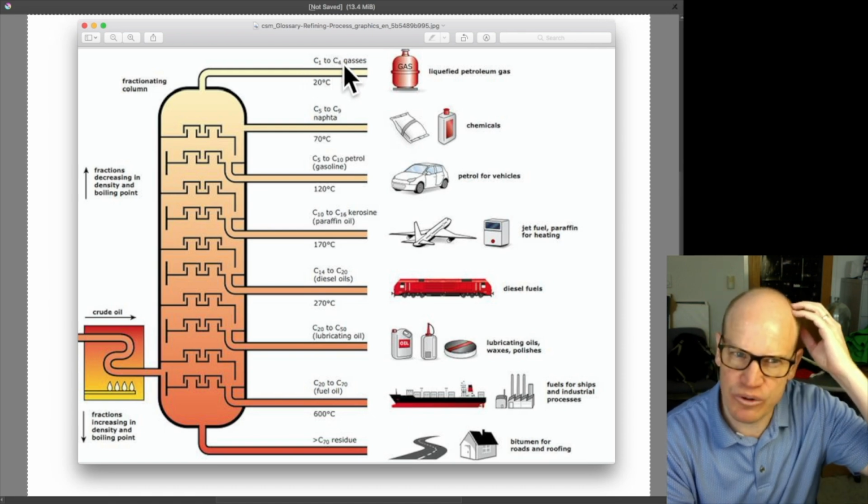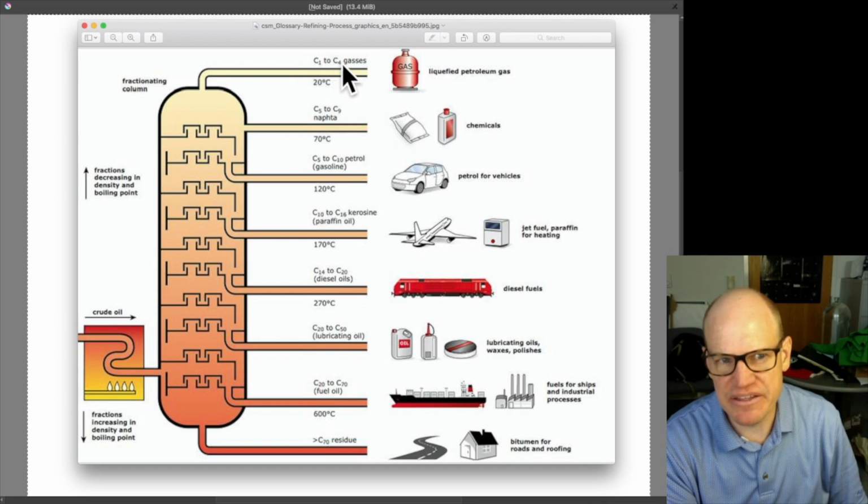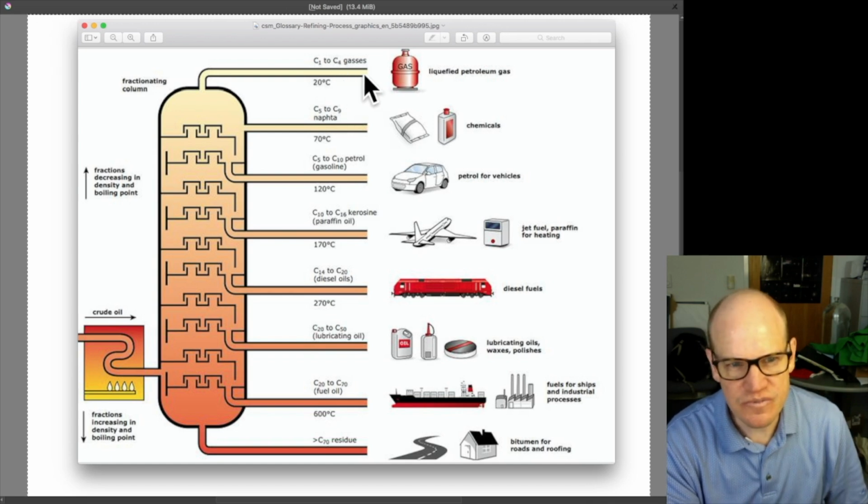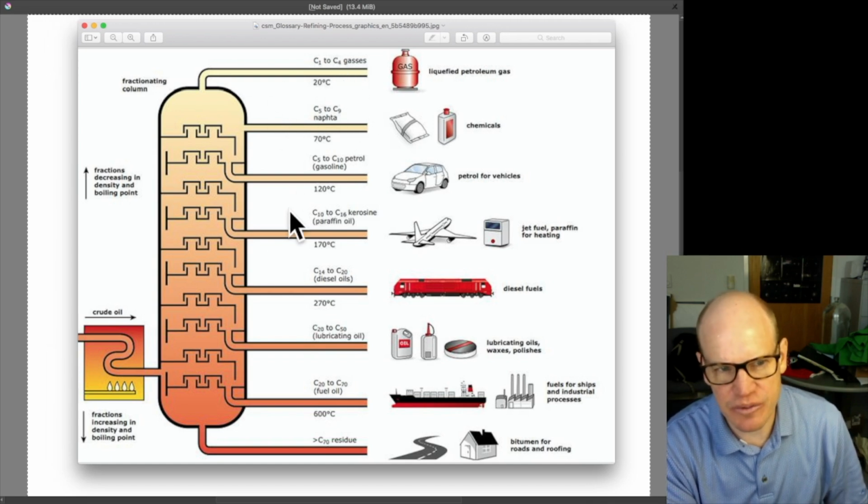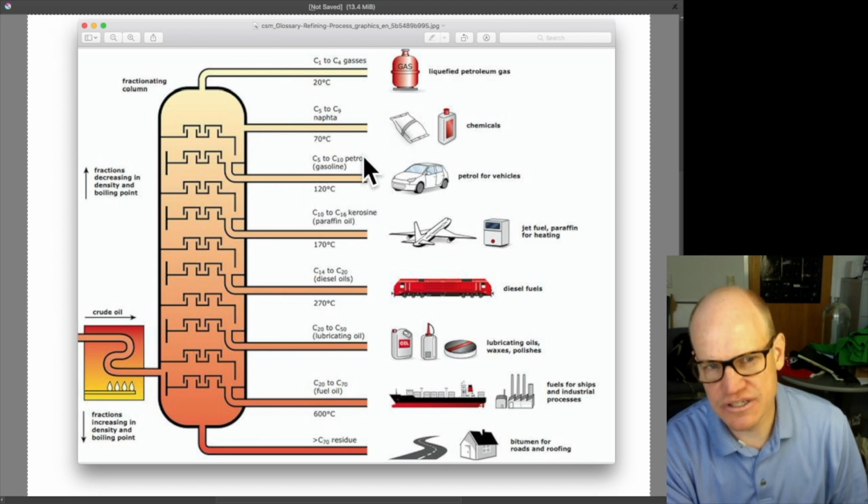This is C1 to C4 gases, so this would be methane up to whatever that is. But you can see different lengths of hydrocarbon chains will settle at different heights in this tower, and then you use it for different reasons.